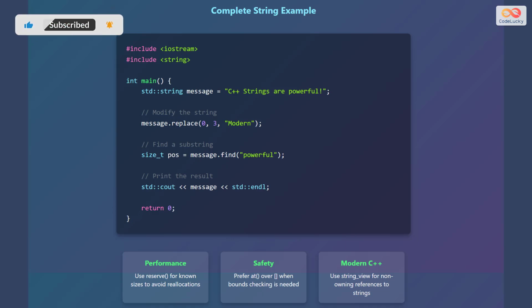For performance, use reserve to allocate memory for a string when you know its size in advance. For safety, use the at method over the square brackets operator when you need bounds checking to prevent out-of-range access. In modern C++, use string_view for non-owning references to strings to avoid unnecessary copying.